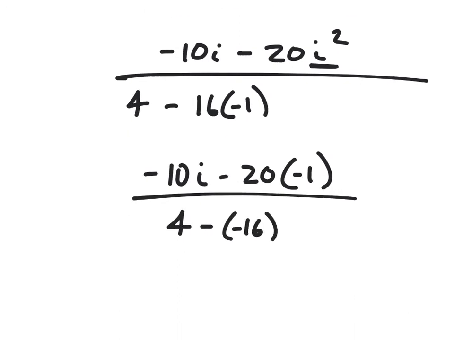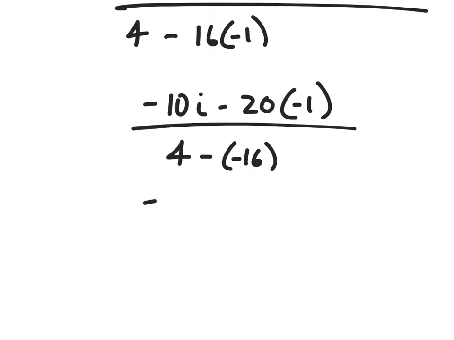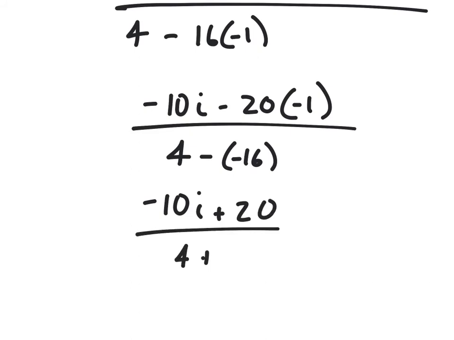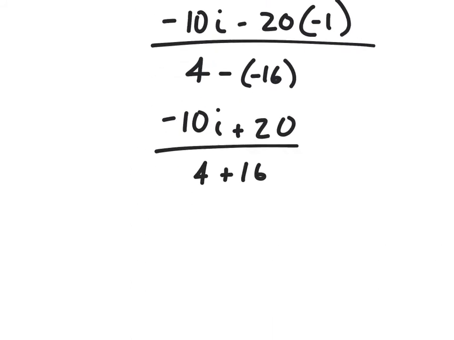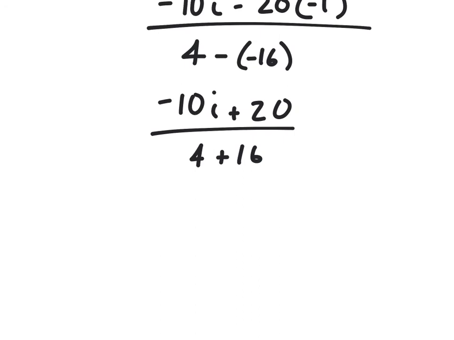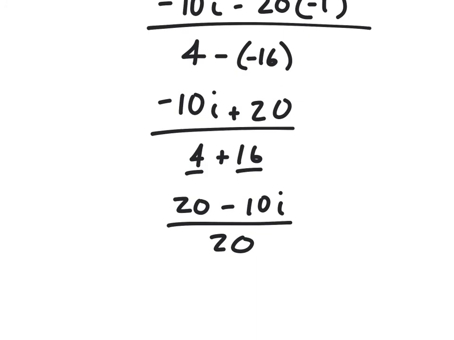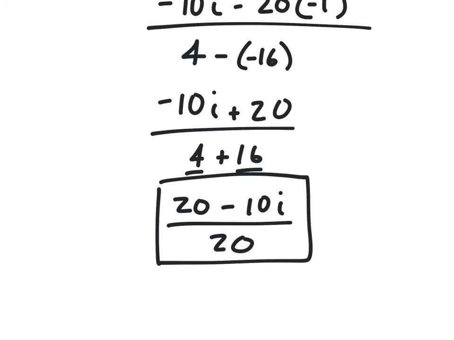So here's what I got: negative 10i plus 20 divided by 4 plus 16. When I do that, I'm going to put my 20 out front: 20 minus 10i all over 4 plus 16, which gives me 20. Here's the cool part: this is done, essentially.